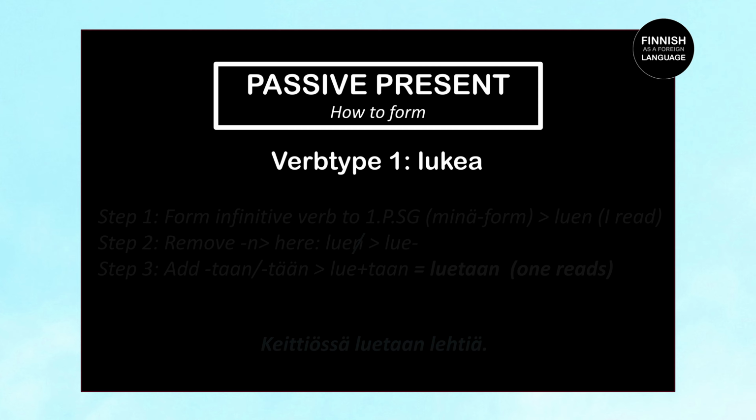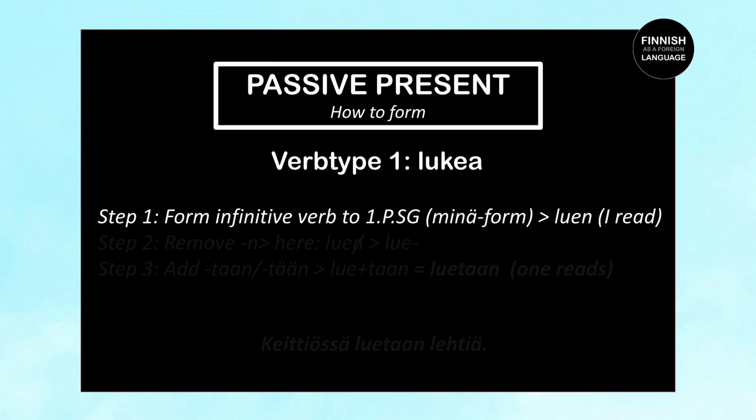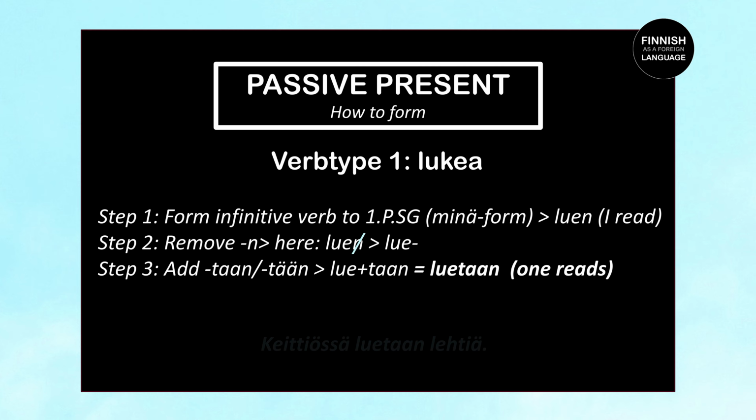Here is one example. Our verb is lukea. Lukea, which means to read, belongs to verb type 1. Now, when we want to form the passive present out of it, we have to follow 3 steps. In the first step, we have to form the first person singular of the verb, which is lukea, and we receive luen. Then in the second step we have to remove the last letter n and we remain with lue. Then in the third step we add either tan or tän to it, depending on the vowel harmony. Here in our case it's lue plus tan and we receive luetaan, which means one reads.